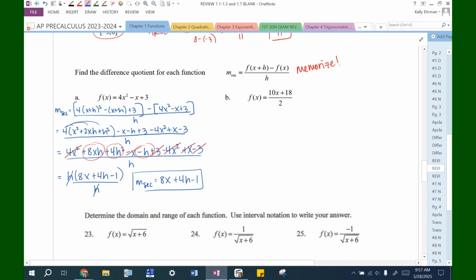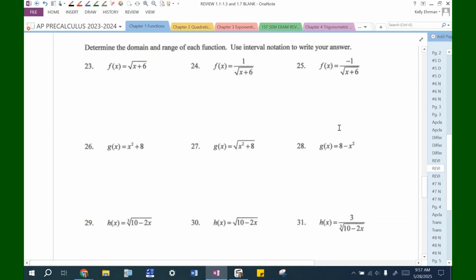Remember, if you have a linear function, then you don't have to show much work at all. So this is a linear function because you can divide by 2. You can say 10 divided by 2 is 5x plus 18 divided by 2, 9. 5x plus 9 is a linear function for sure. And the slope between any 2 points is just 5. So save yourself the effort and the work when you see a linear function.